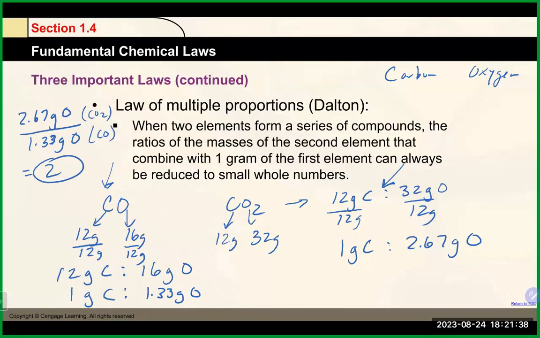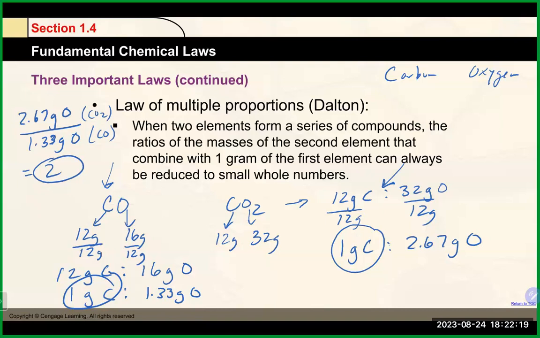So what Dalton basically said in multiple proportions is that if you compare 2 different compounds that are made up of the same elements, the ratio of the same element in those 2 different compounds will always end up being a whole number ratio to each other. And that's why here we normalize each of these to 1 gram of carbon, right? So here they're both 1 gram of carbon, but now we can look at the grams of oxygen in this particular case.